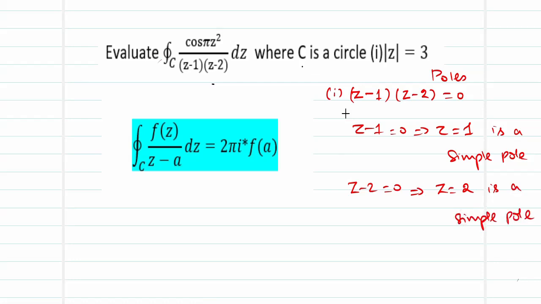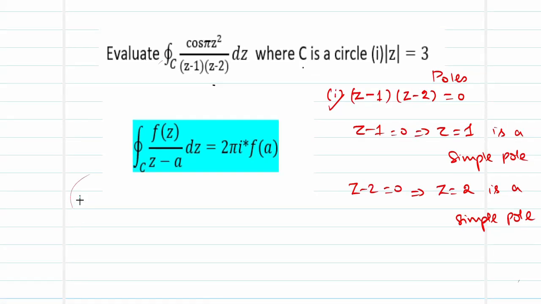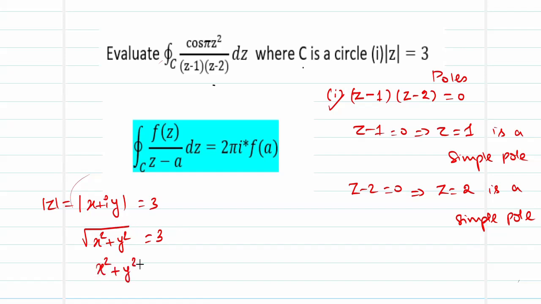So I have found out what the poles of the given problem are. What is the second step? The second step is to plot your boundary, which is given by mod z is equal to 3. What is mod z equal to 3? I have it as modulus of x plus i y, which is mod z equal to 3. What is this modulus? Root over real part square plus imaginary part square equal to 3. To remove the square root on top, we square on both sides, making it x square plus y square is equal to 3 square.